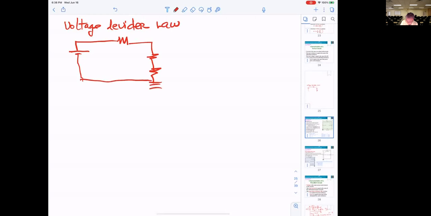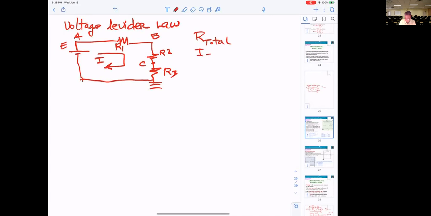Okay, you get R1, R2, R3. I can tell you that will be E, point A, point B, point C. If you want to calculate the current I, basically what you need to do is calculate the R total. I will be equal E divided by I total, R total. That's what we already done.